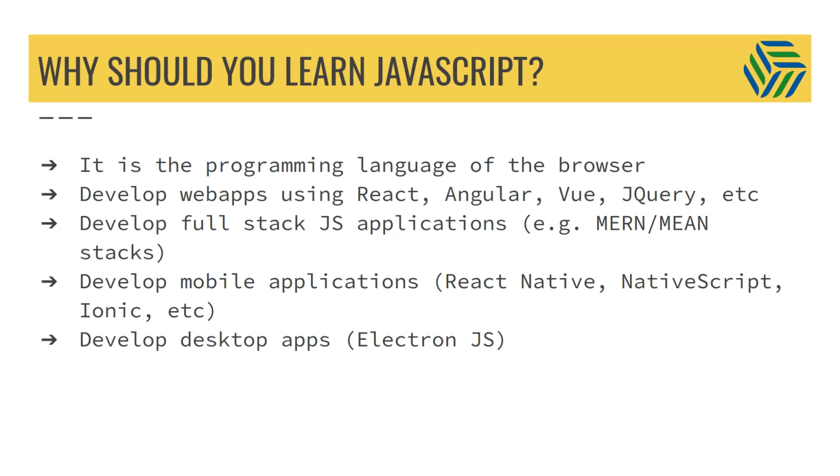Some popular stacks are known as MERN or MEAN. Basically, MERN stands for MongoDB, Express, React.js, and Node.js, and MEAN stands for MongoDB, Express, AngularJS, and Node.js.